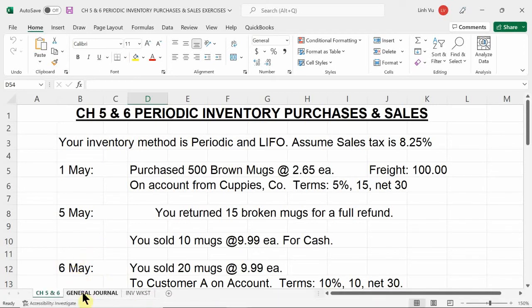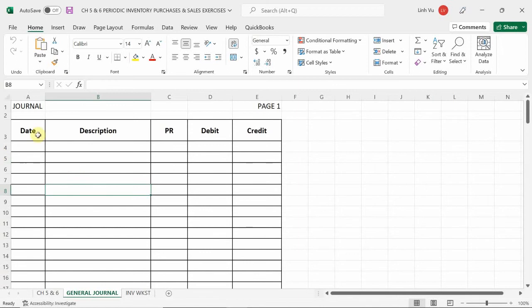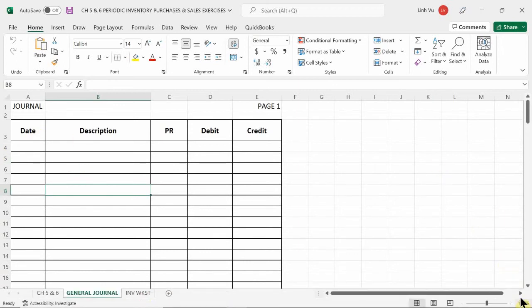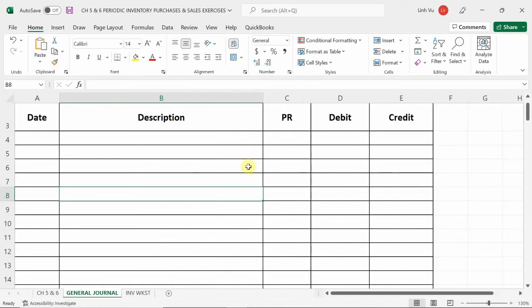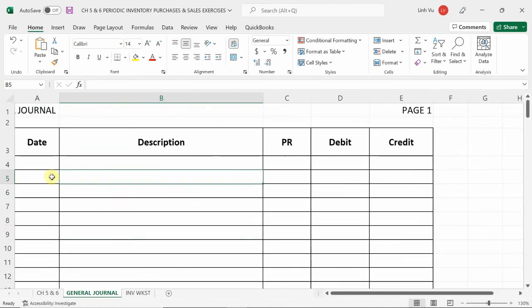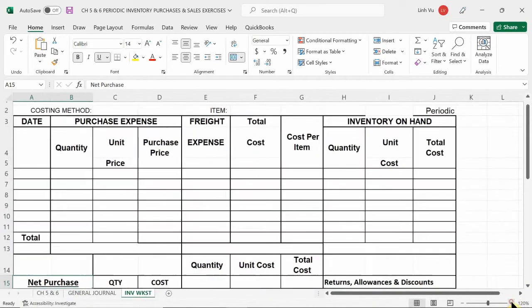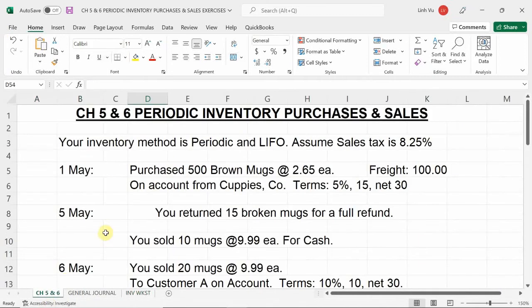So in this case, what I want you to do here is you are going to practice journalizing. So I got a couple sheets here for you. And of course, we also have an inventory worksheet for you, okay? So here's your journal, and here's your inventory worksheet. Okay. So now we're going to go ahead and take a look at our scenario.